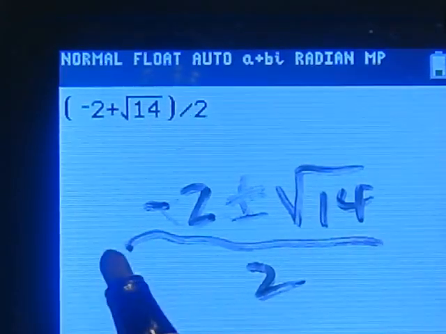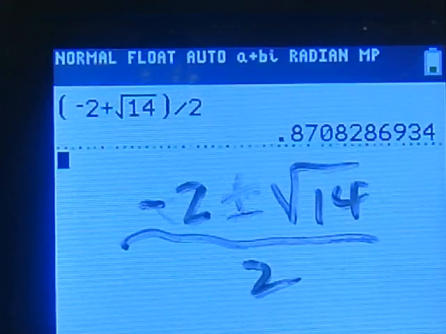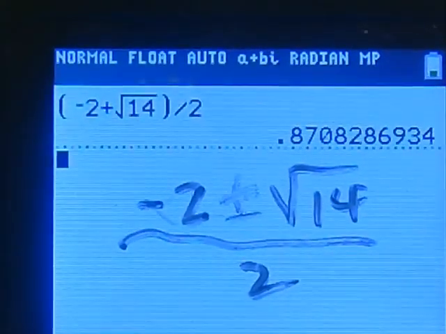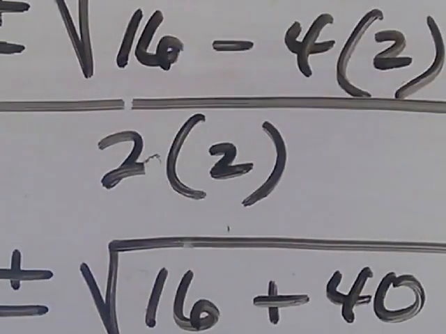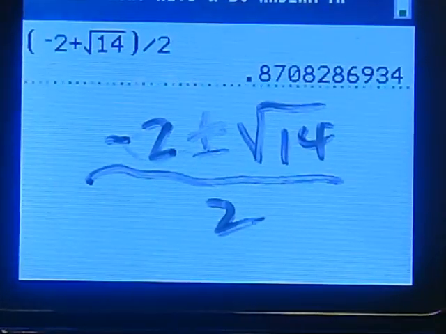Remember, this line acts like a parentheses. If you don't have that line there, it will be wrong. Let's see what we get for an answer. All right, the answer is 0.8708. I'm going to jot that down here on my board, 0.8708. Now you'll notice that that's only one of the two answers.